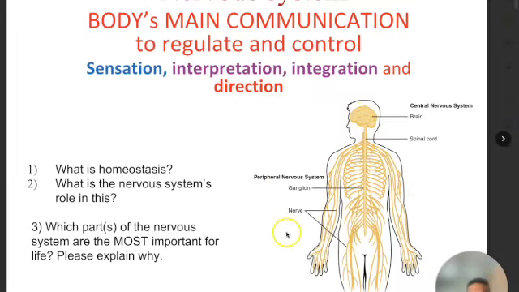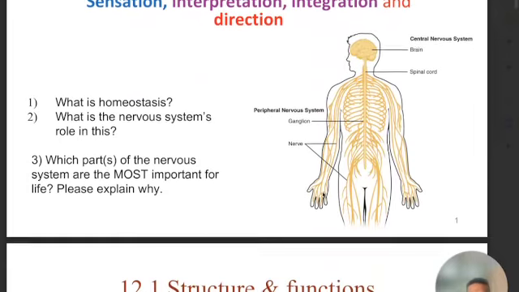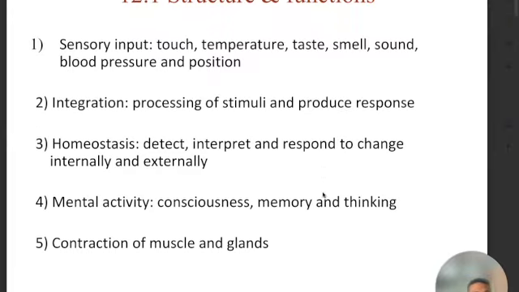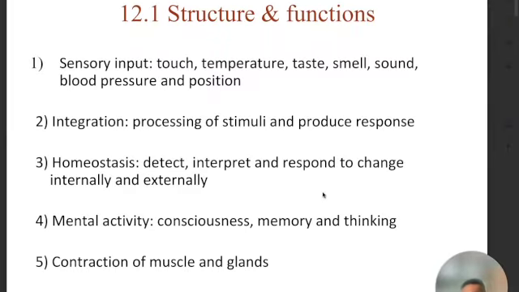Okay, of course, the nervous system plays a very important role in homeostasis, communicating with different organs and cells, so the body can go back to homeostasis. Here are some functions that we're going to go over later on.